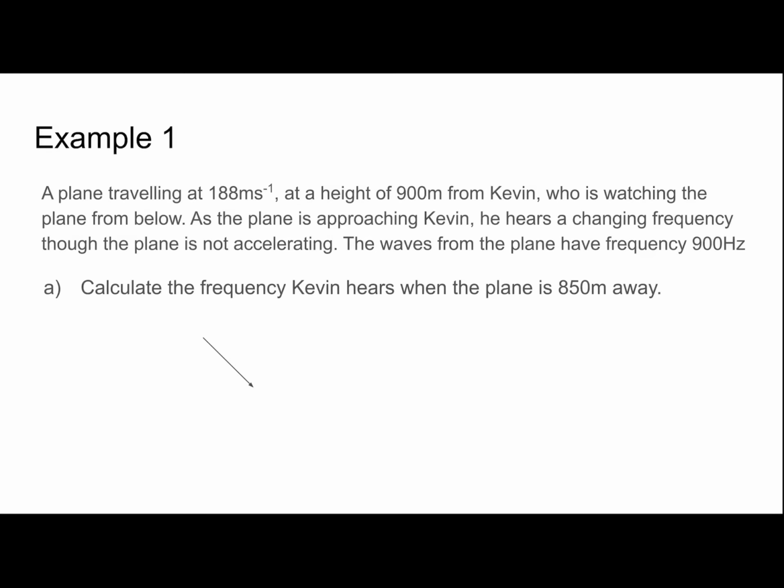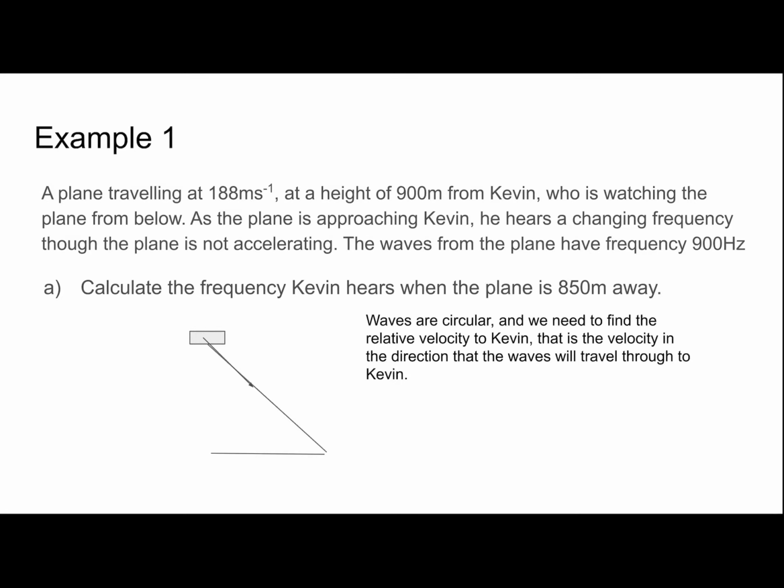Alright, so we wrap example 1. Okay, so a plane is moving at 188 meters per second at a height of 900 meters from Kevin, who is watching the plane from below. As the plane is approaching Kevin, he hears a changing frequency, though the plane is not accelerating. The waves from the plane have a frequency of 900 Hz. Calculate the frequency Kevin heard when the plane is 850 meters away.